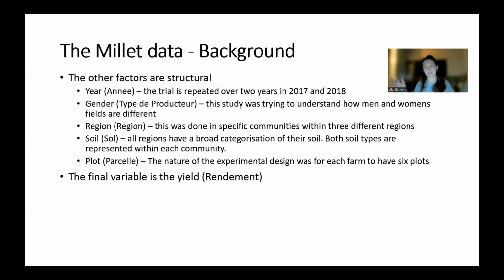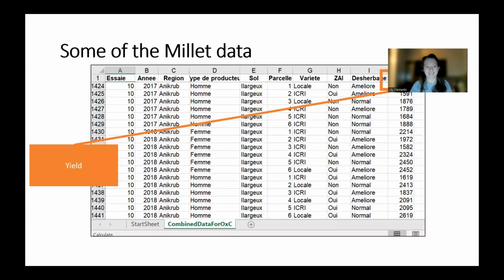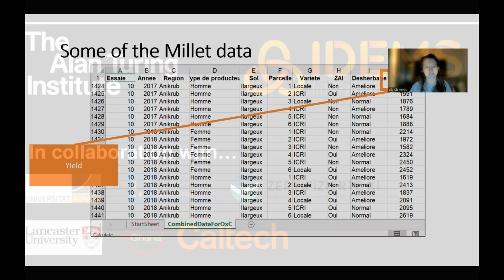But yes. Oh, and then of course the final variable is our yield, rendement, which is the yield of millet. There's our yield there in the data, and here's the other variables.